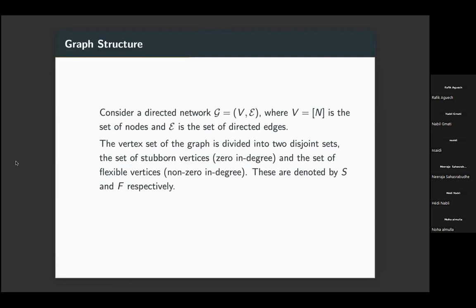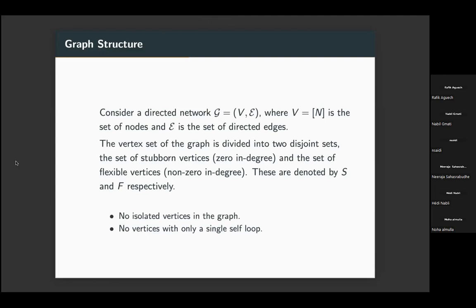Now, based on how my graph looks, I divide the vertex set of the graph into two disjoint sets. The first one is the vertices of in degree 0, and the other one with non-zero in degree. I call these stubborn vertices and flexible vertices, and it'll be clear why I'm doing this in a bit. But I'll just give you all the assumptions right away. We also assume that there are no isolated vertices in the graph, and there are no vertices with only a single self loop, which is also in some sense isolated. It's isolated from all the other vertices. So we don't look at these two cases.